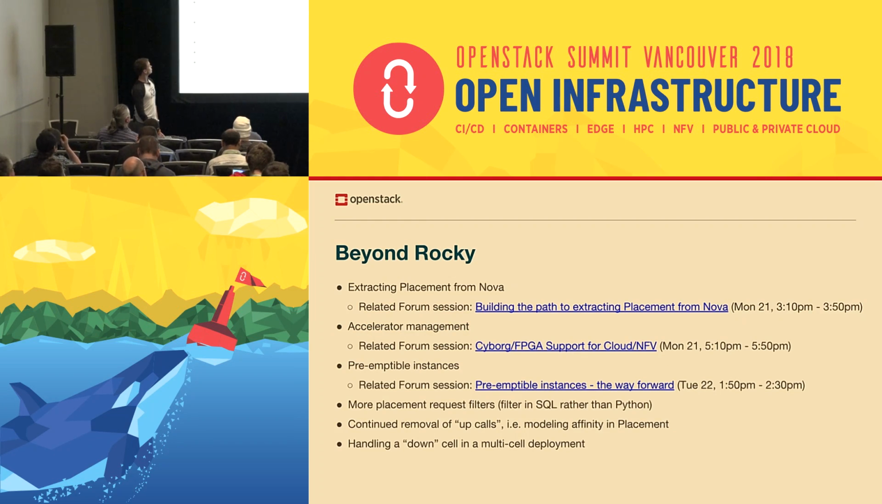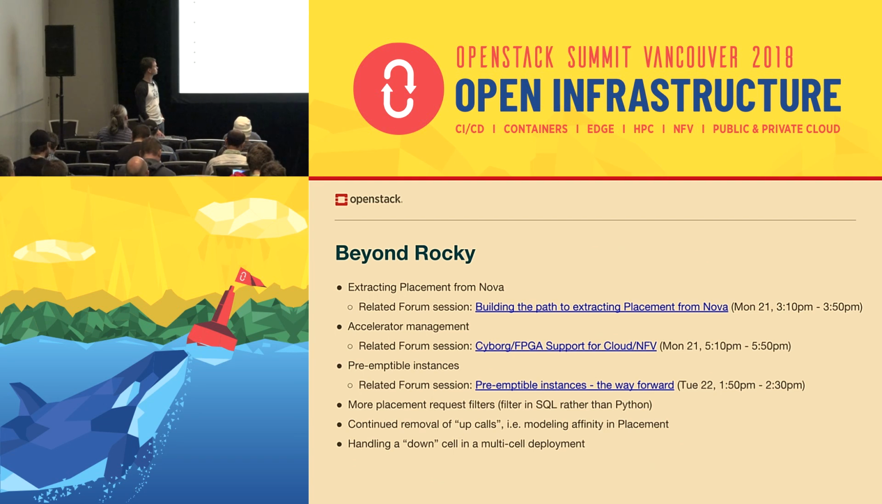Okay, so beyond Rocky, some of the things we're looking at. Extracting placement from Nova. There was a session on Monday about this. This is just doing some work to kind of make clean seams for extracting placement from Nova as a standalone service. Accelerator management, as I just showed. It's been mostly design work, but now that nested resource providers is going to be completed, we'll really be able to start implementing that for real.